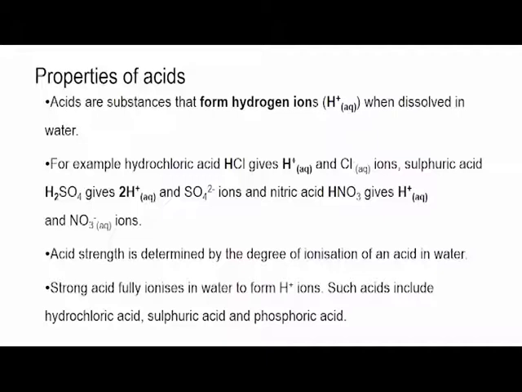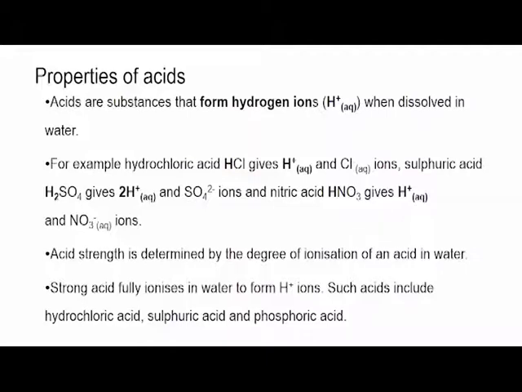Acids are substances that form hydrogen ions when dissolved in water. Most acids contain hydrogen. For example, hydrogen chloride or hydrochloric acid, sulfuric acid, nitric acid. They have hydrogen in their compounds. When these substances dissolve in water, they produce hydrogen ions in water. The more hydrogen ions they produce in water, the stronger the acid is. Therefore, we say the acid strength is determined by the degree of ionization of an acid in water.